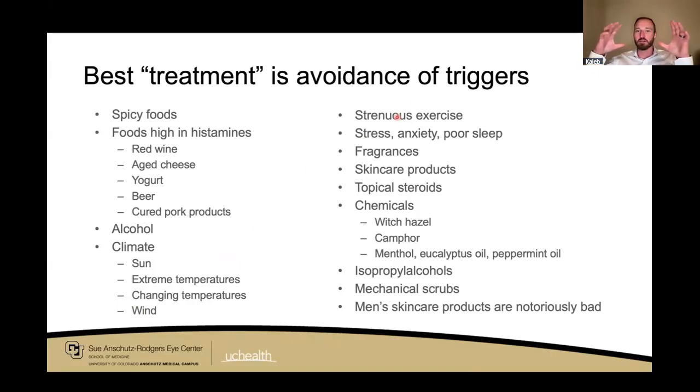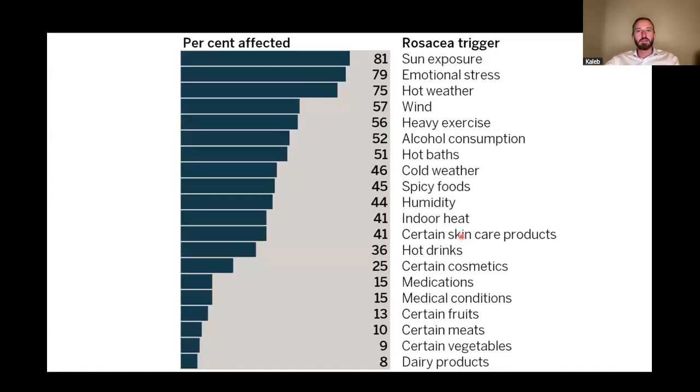Strenuous exercise, anything where you're getting vasodilation. These patients are greatly affected by things like stress, lack of sleep, anxiety, stuff like that. And then most of these patients end up having some sensitivities to certain products like fragrances or skincare products. And men's products are notorious. They oftentimes contain things like menthol or eucalyptus oil or peppermint oil or things like that. So these are the most common triggers that are associated with facial rosacea. We don't have this exact same chart for ocular rosacea, but we assume that it's pretty similar to this. By far, the number one is sun exposure.